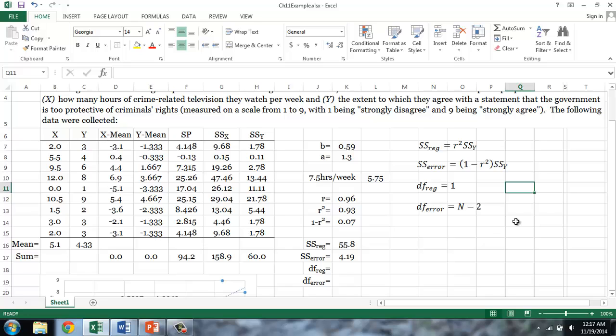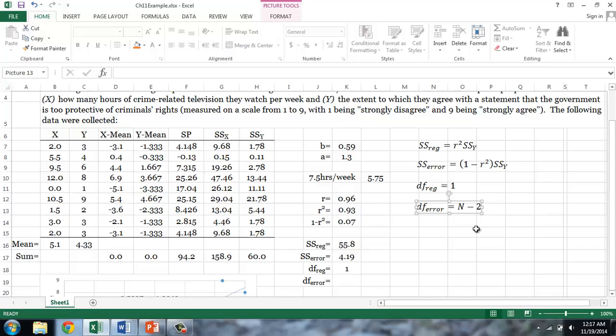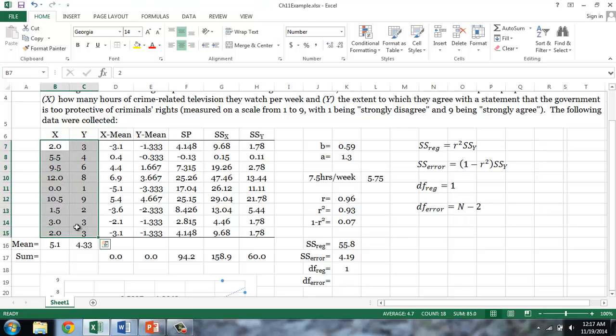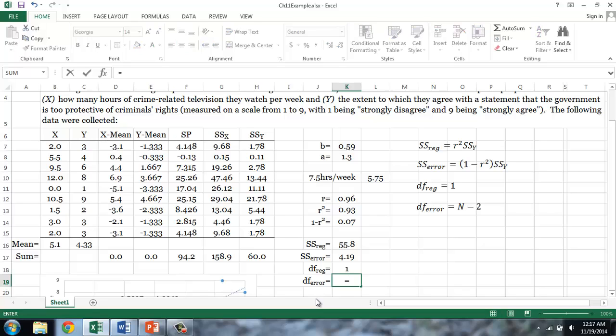Next, we calculate our degrees of freedom. The degrees of freedom for the regression is always equal to 1. The degrees of freedom for the error term is equal to n minus 2. In this case, our n is equal to 9. We have 9 cases for which we have data. And so our degrees of freedom is equal to 9 minus 2, or 7.